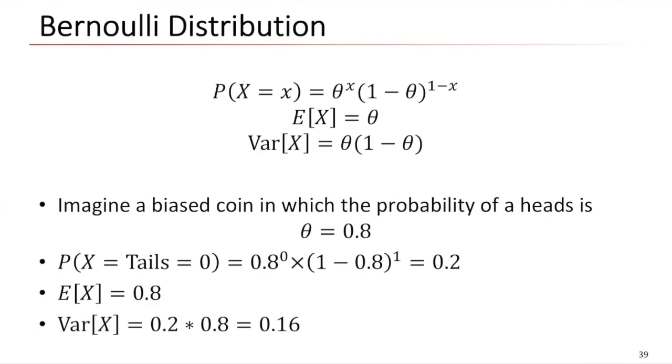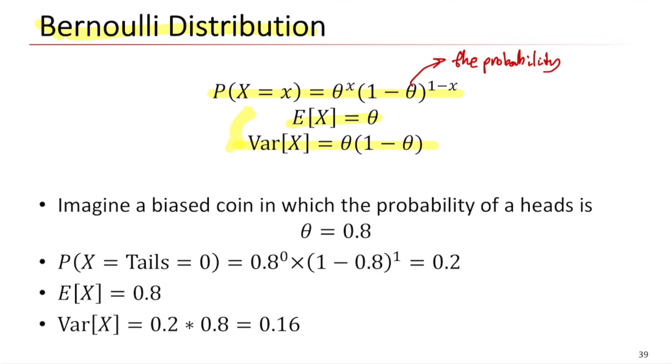Okay, let's see the Bernoulli distribution first. The probability mass function of the Bernoulli distribution is represented as follows. In this case, the expectation becomes the probability itself, like this. The variance becomes the probability times 1 minus the probability, like this. Okay, so let's say theta is the probability.